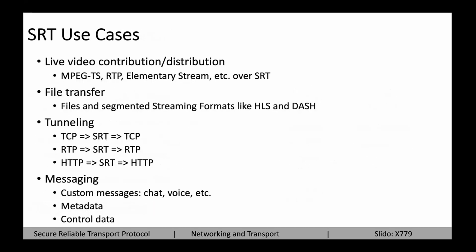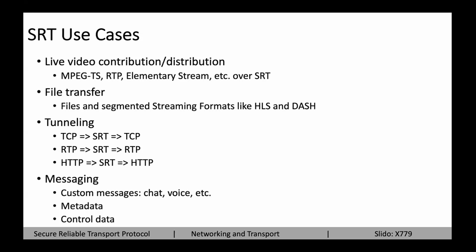This slide presents more cases SRT can be used in. Being content agnostic, SRT can transmit any payload. For live video contribution and distribution, SRT usually transmits MPEG-TS, RTP, or elementary streams in its payloads. Another use case is transferring files and segmented streaming formats like HLS and DASH. In this case, SRT ensures every packet is delivered to the receiver and that there is no control of the end-to-end latency, because real-time delivery is not required for this kind of transmission.